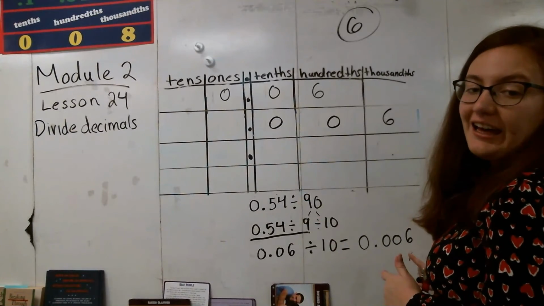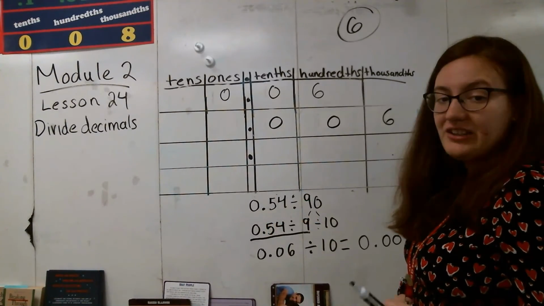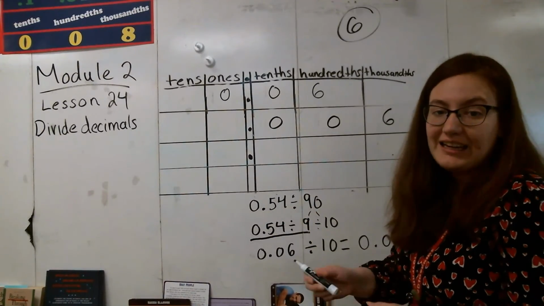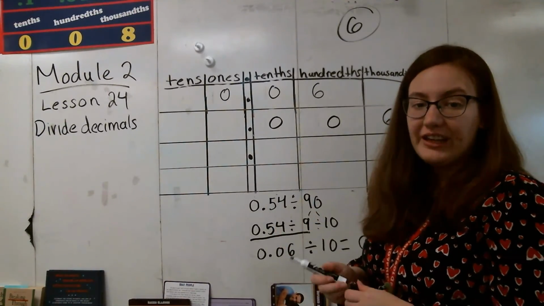And as you can see, I still have that 6 digit somewhere in my answer. It's just the value of that 6 digit that is changing, just like how I still have the digits 5 and 4, and then this 9 over here. The only thing that is changing is the value, or how much that number actually equals.